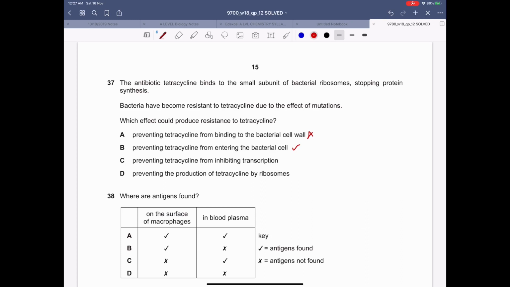Preventing tetracycline from inhibiting transcription. Tetracycline was there to inhibit translation, so it's wrong. Preventing the production of tetracycline by ribosomes. Okay, wrong as well. Okay, so option B, 37B.